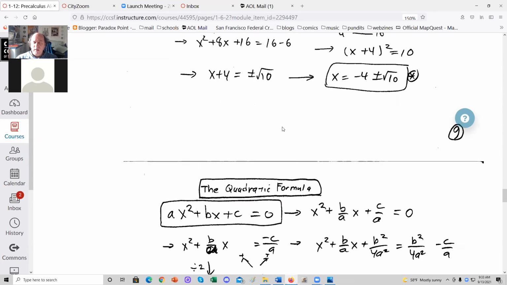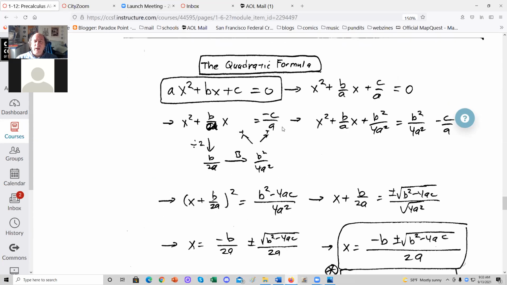That solves this. Now we'll use completing the square and solution by square roots to make a general solution, a quadratic formula.